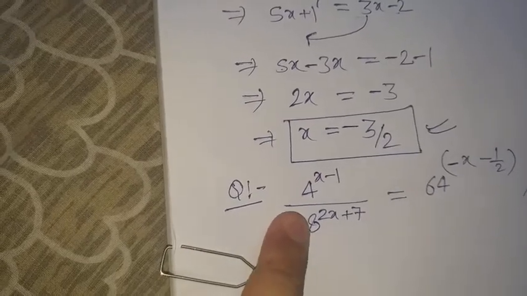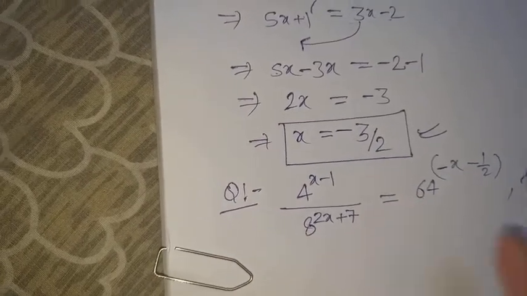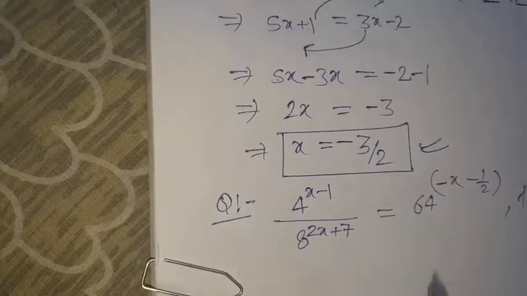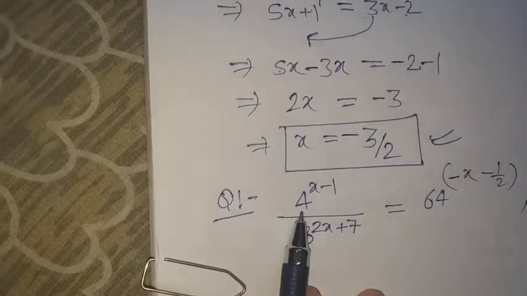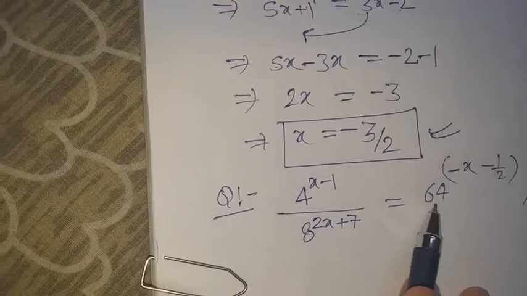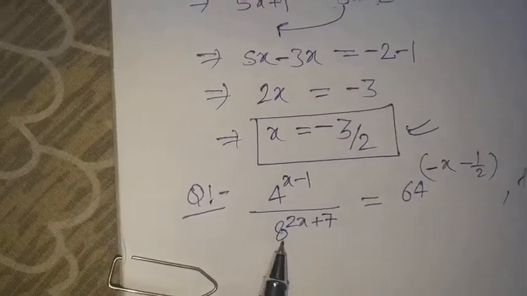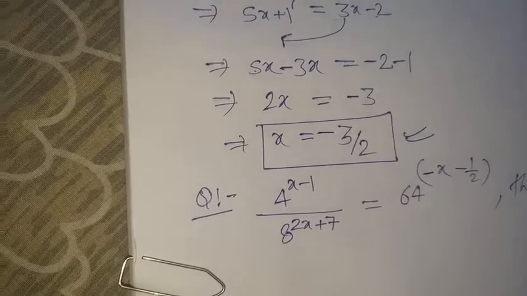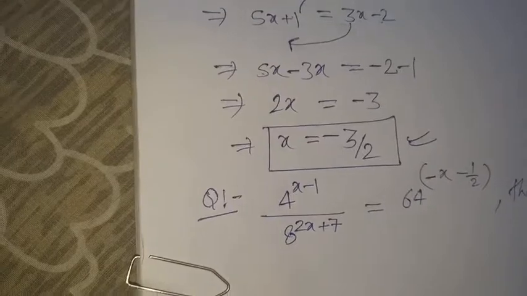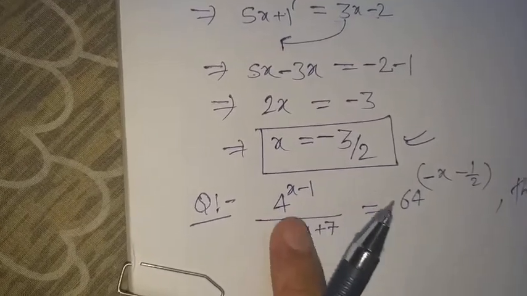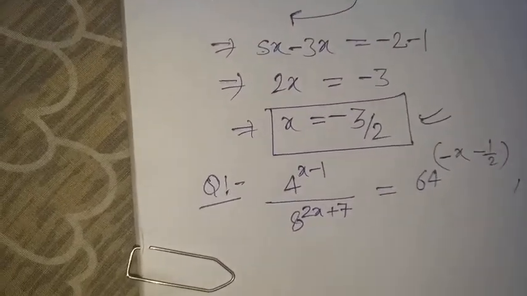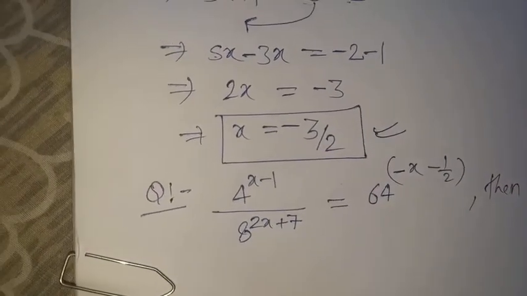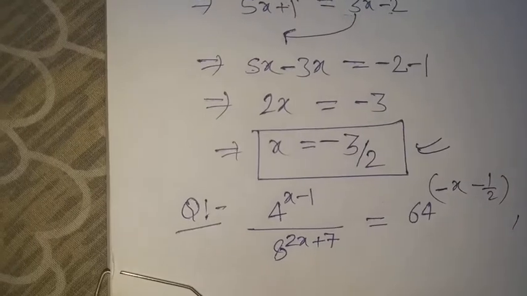Here 2 to the power 3. Here 2 to the power 5. Why not in terms of 4? Because this can be converted into 4, but 8 cannot be converted into the base of 4. That's why we will convert it into 2. So always try to convert it into the lowest power. So what will we do?